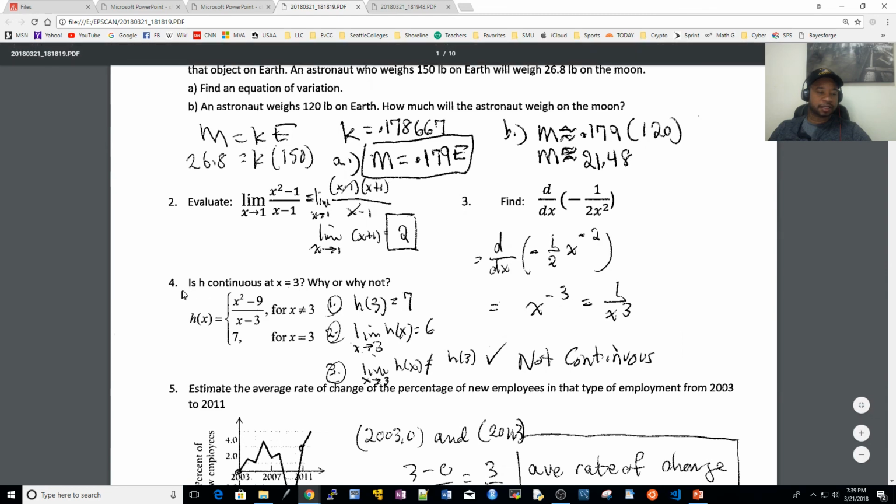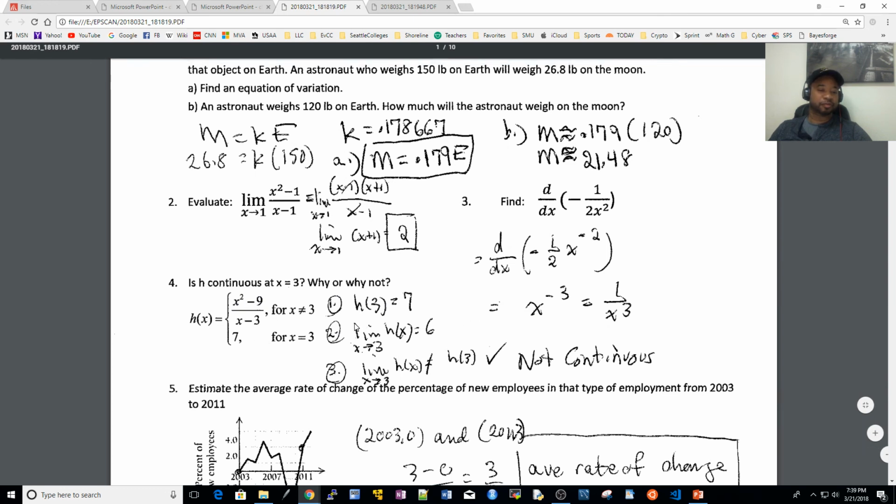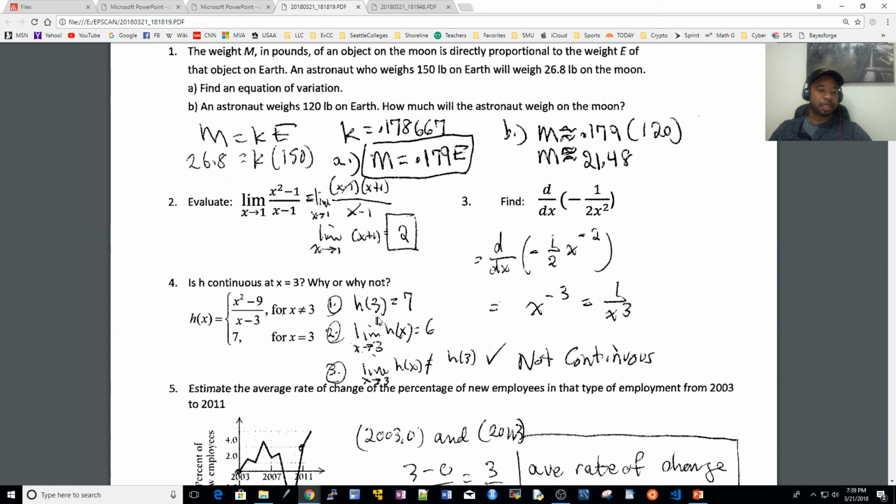Final answer. Is h continuous at x equals 3? Why or why not? You go through the steps. H of 3 is 7. That is true, so h of 3 must be defined. The function must be defined for h of 3. It actually is 7, so that's proof. We get a real number.